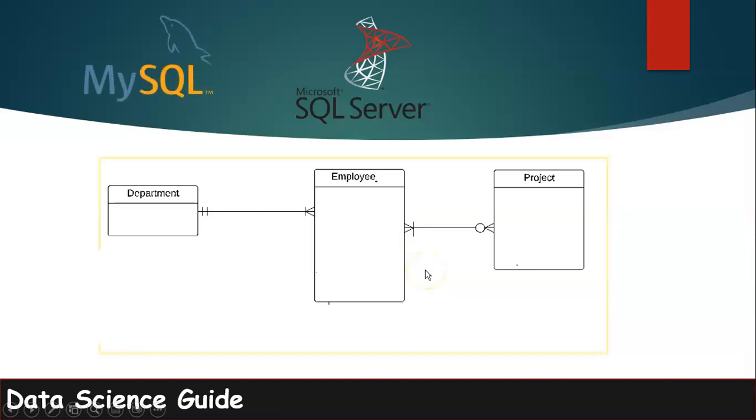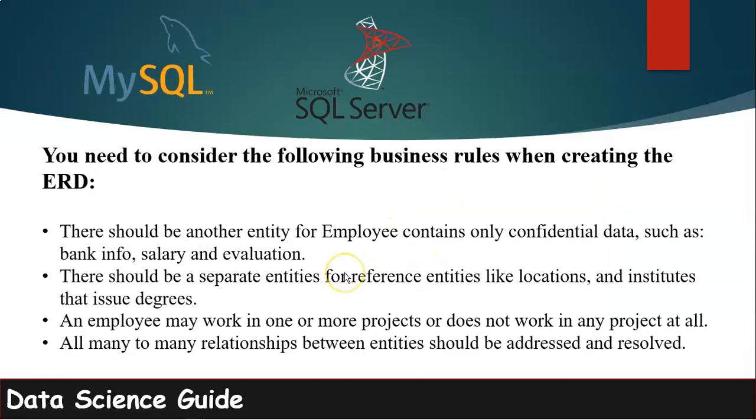Let's now go to the second level, which is the logical level. In this level, we need to consider the following business rules when we create the logical ERD. The first business rule here is there should be another entity for employee that contains only confidential data such as bank information, salary, and evaluation. The second business rule here is there should be separate entities for reference entities like locations and institutes that issue degrees.